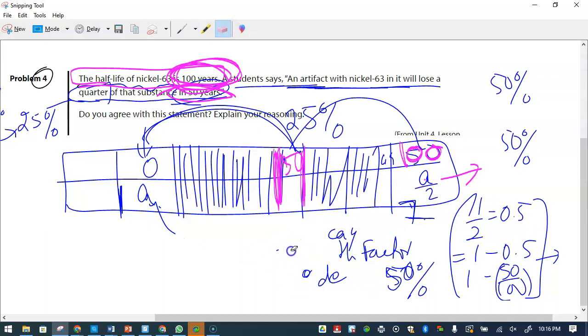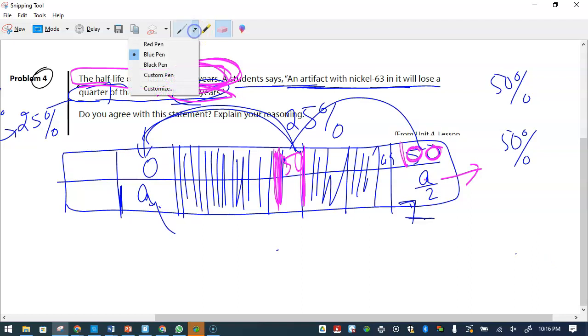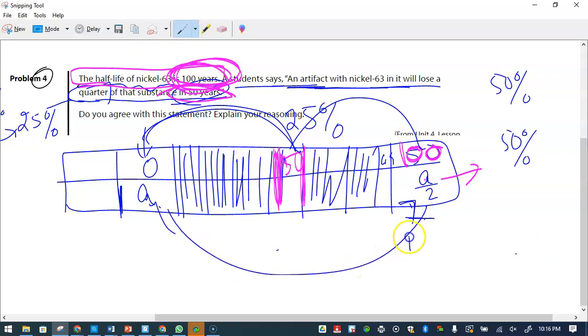Now we have to check first for every 1 year how much is the growth rate. Now in 100 years, the growth factor is half, right? So from here to here is half, so you multiply by half. But what about every year? We want to know 1 year. See this part? This is for 1 year.